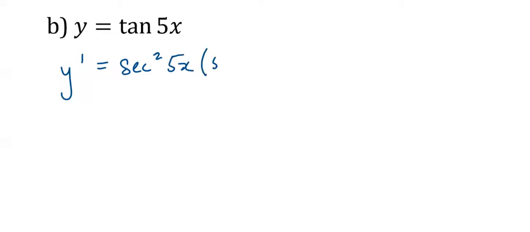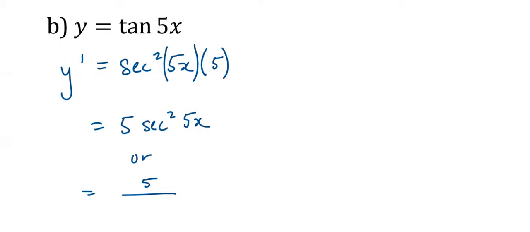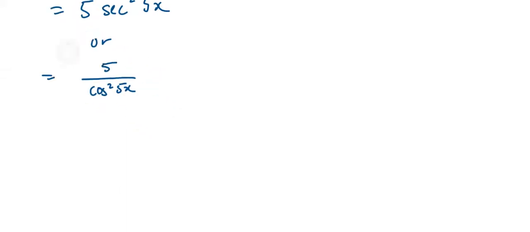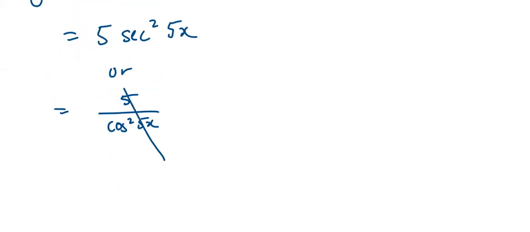times the derivative of what's inside. If you need brackets to make sure that you're clear about what's in the angle and what comes after it, use brackets. Okay. We would probably write this as 5 secant squared 5x. Then it's not ambiguous about where that 5 goes. Or maybe for some reason cos squared 5x. I don't know. Oh, and look at that. Cancel that out.